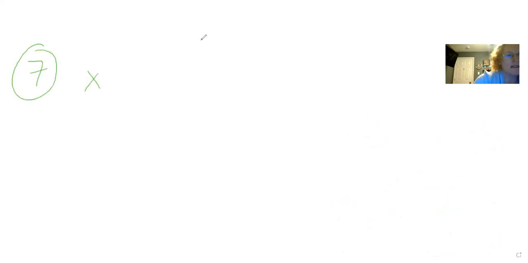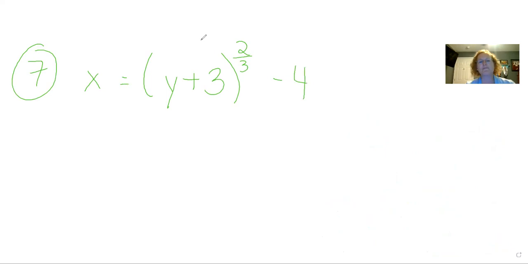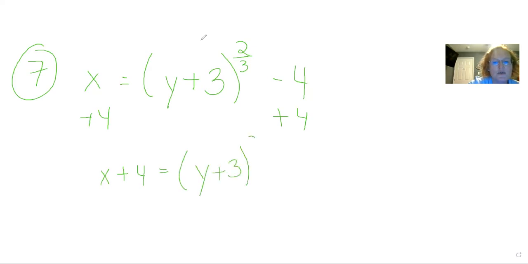So we've got x equals (y plus 3) to the 2/3 power, that's a little different, and then minus 4. So once again, you want to get this thing to the power by itself. So the first thing we want to do is get rid of the minus 4, and we're going to do that by adding 4. So this is x plus 4 equals, and then this ugly kind of mess, (y plus 3) to the 2/3. Now here's the problem.